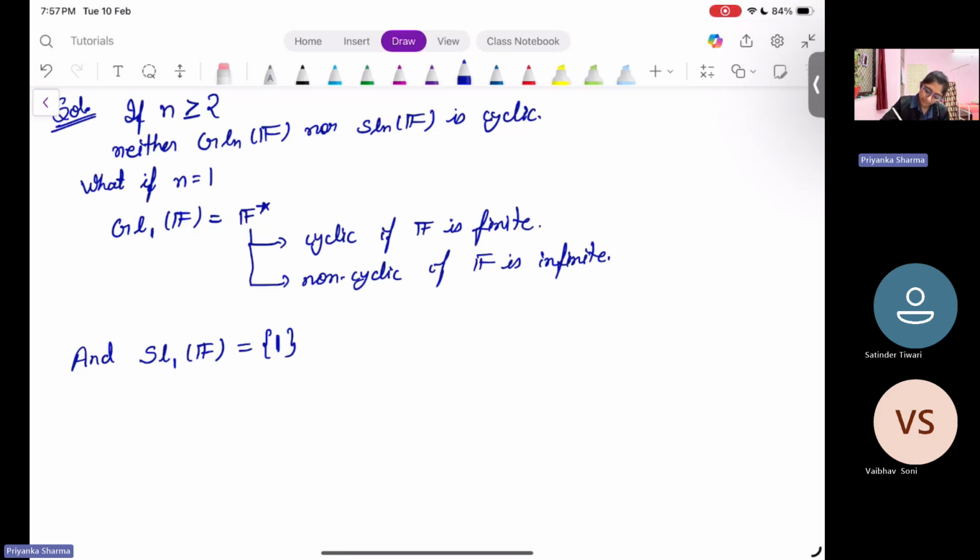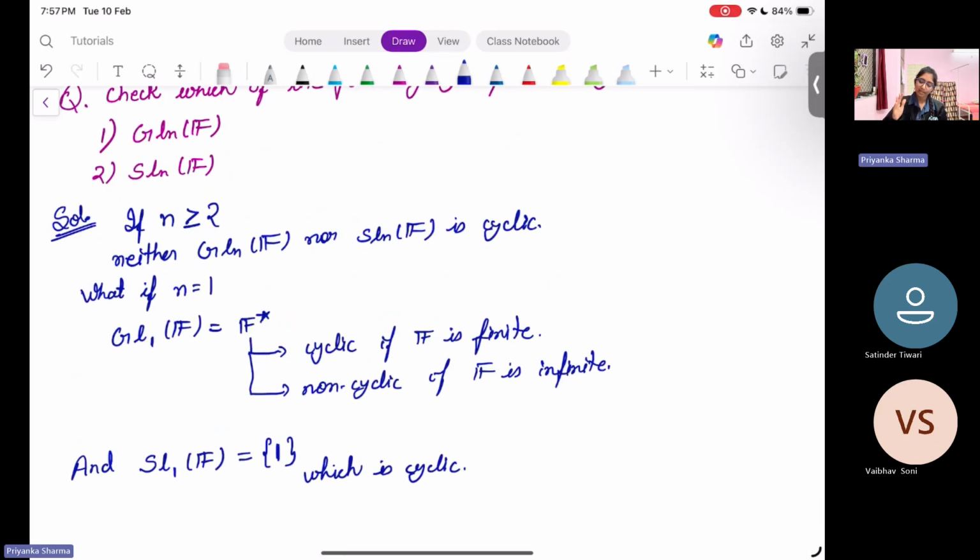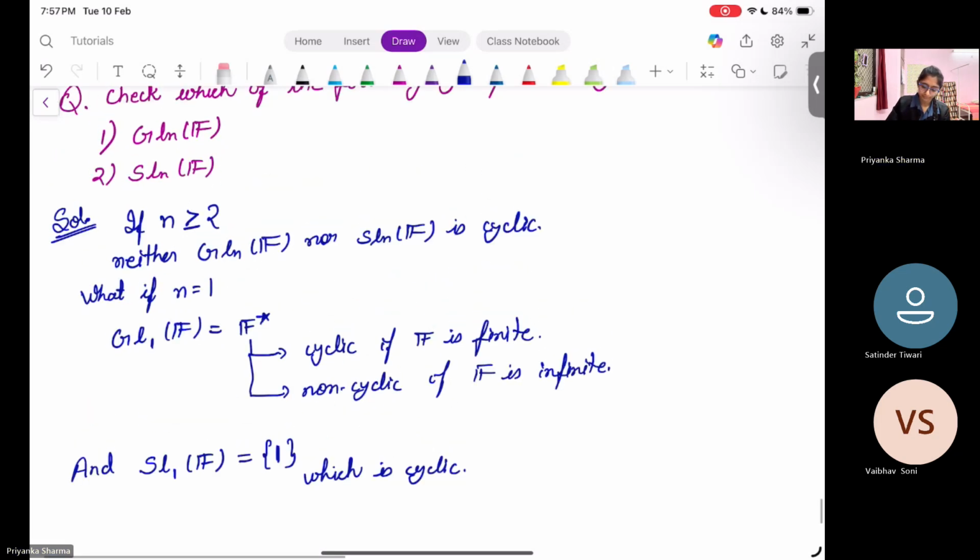So obviously this is the trivial group. This is cyclic, irrespective of whether F is finite or infinite. In both cases, this will be just 1 because we need determinant 1. Clear? So SL_n(F) will be cyclic if and only if n is 1. F can be finite and infinite, both. Clear?